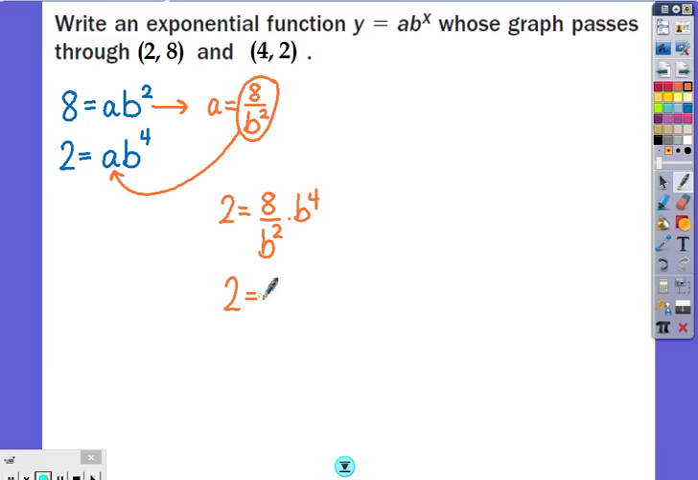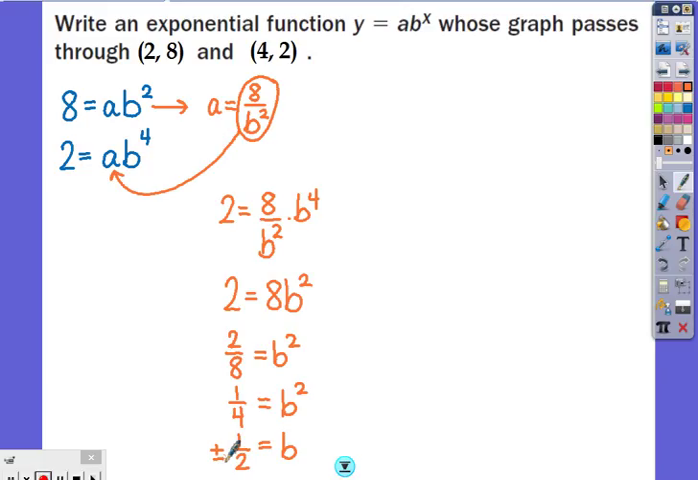If we subtract the powers, divide both sides by 8. Now this is 1/4. Square root of both sides, and we get 1/2. 1/2 times 1/2 would have made 1/4. Technically, it could be plus or minus 1/2.